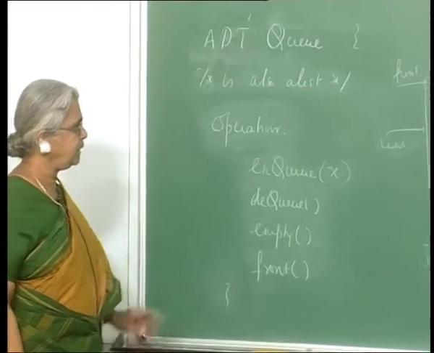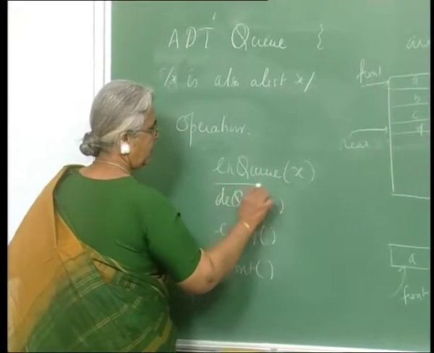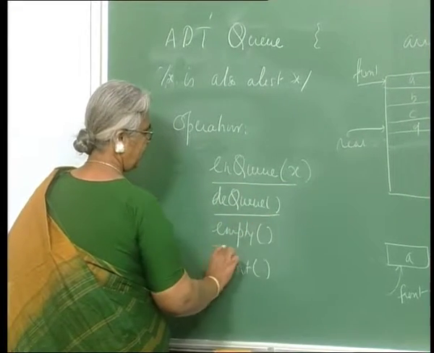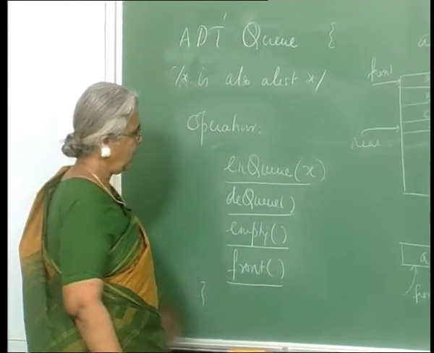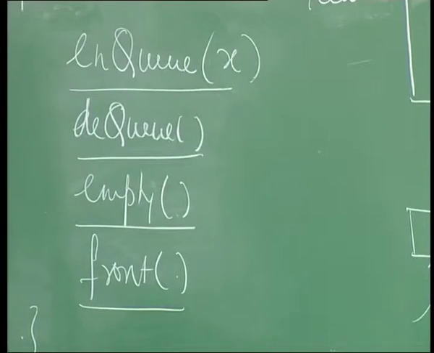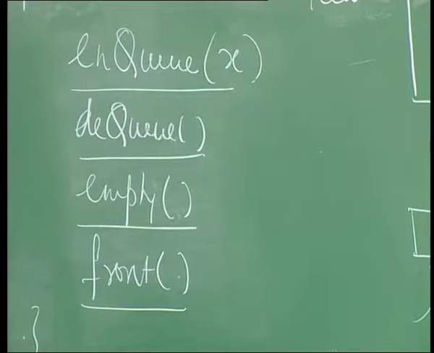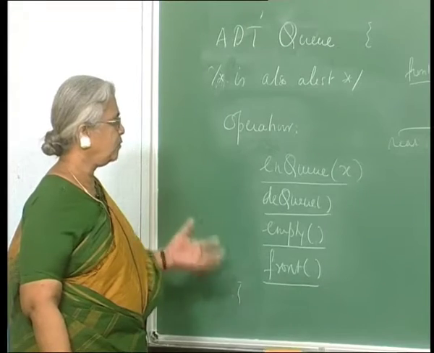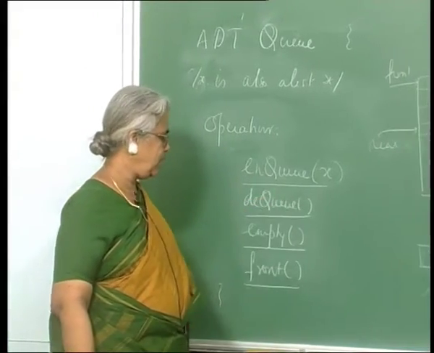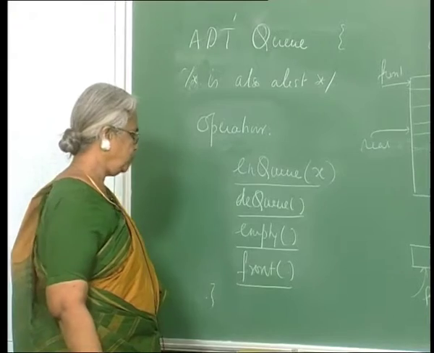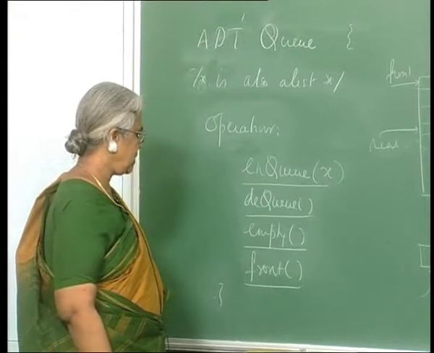So what are the various operations that we want to perform on a queue? Enqueue, dequeue, empty, and front. You want to find out who is there in the front of the queue. These are the four operations that you would like to perform. A particular job has to be enqueued, and dequeue is used when you want to remove an element from the queue. Empty checks whether the queue is empty or not.